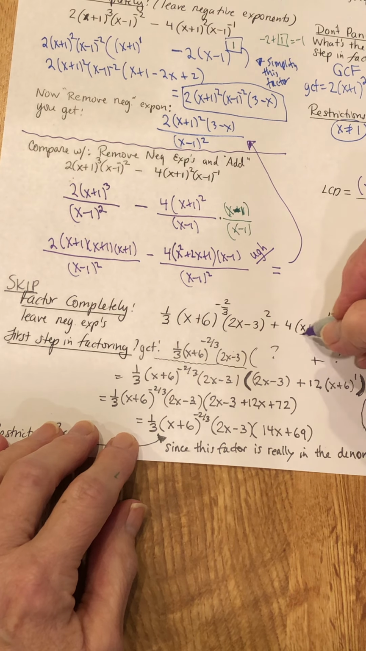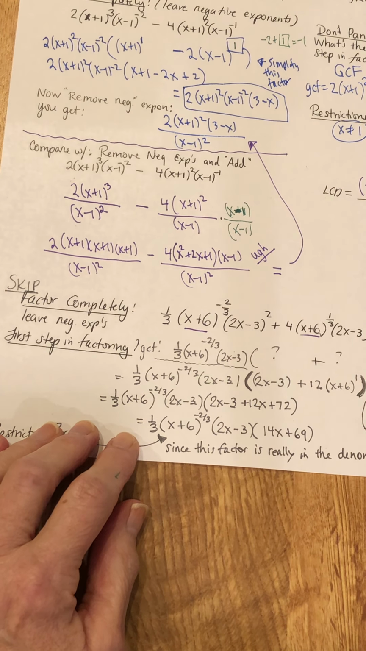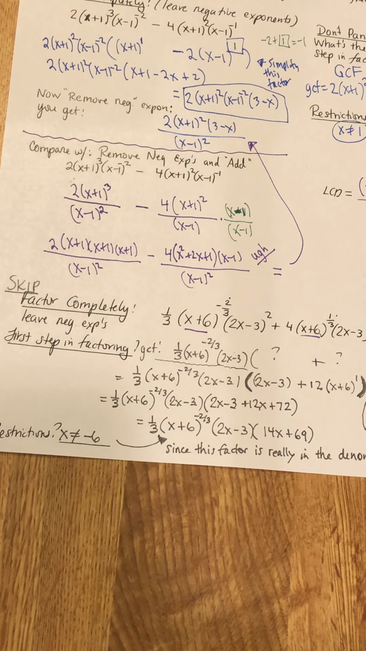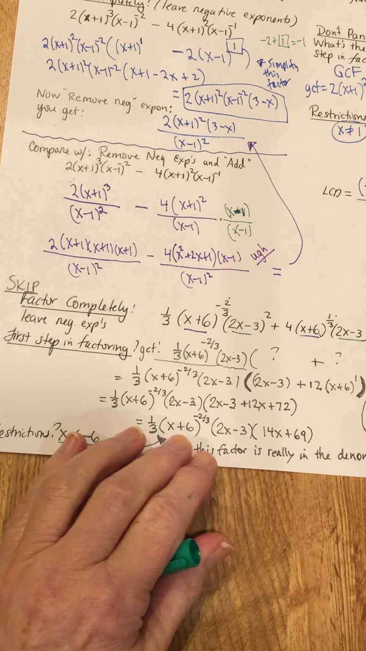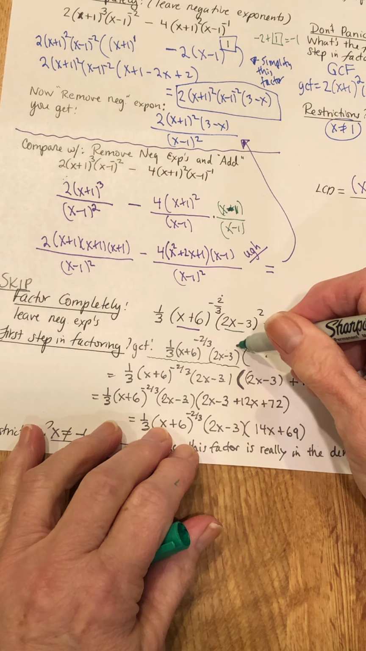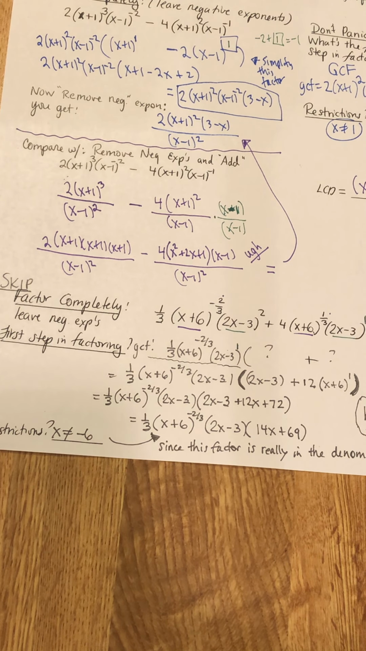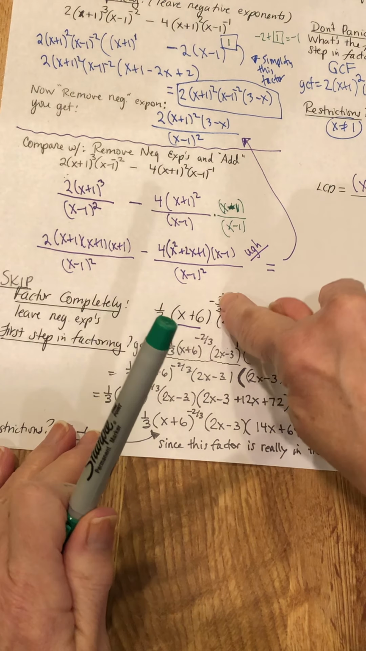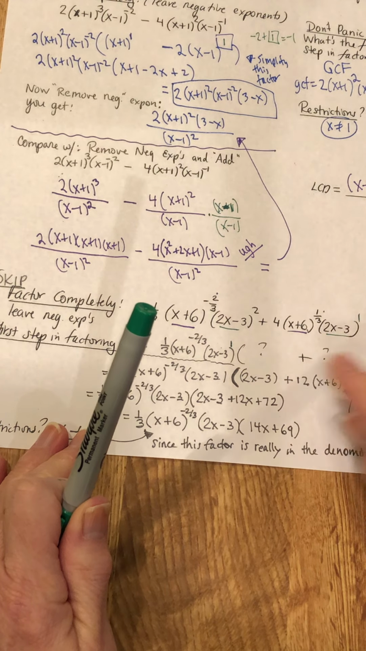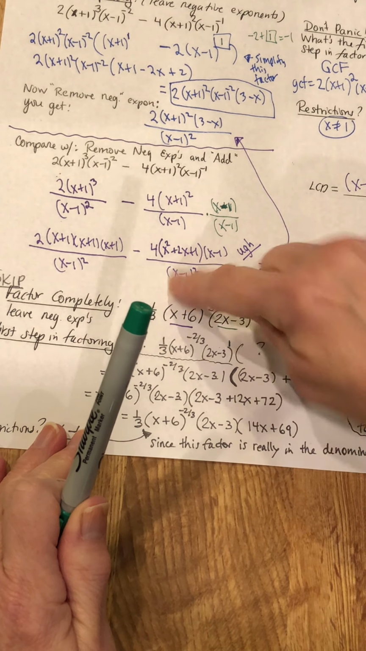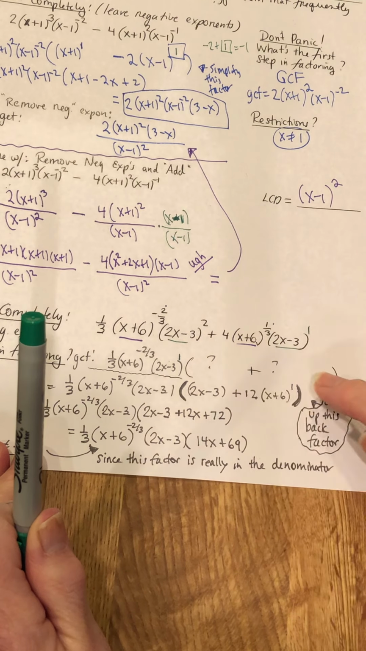X plus 6 is common to both terms. So x plus 6 is part of the GCF. Negative 2/3 is smaller than positive 1/3, so I'll use x plus 6 to the negative 2/3. 2x minus 3 is common to both terms. And the most it's common is 1 time, so I use it that way. So I pull out this monstrous GCF. There are 2 terms here, so I write my GCF in front of one set of blank parentheses, and I'm basically asking this times what will give me that term back. This times what will give me that term back.